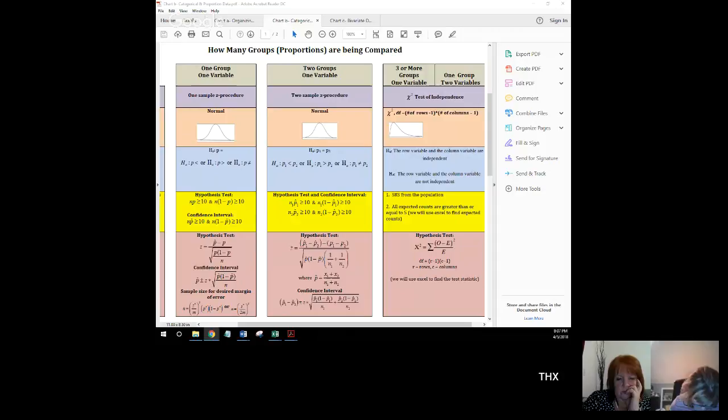N p greater than or equal to 10, and n times 1 minus p greater than or equal to 10. Okay, I think that was it. I think we only got 4 wrong. I thought we got 7 wrong. Oh, here's another one.